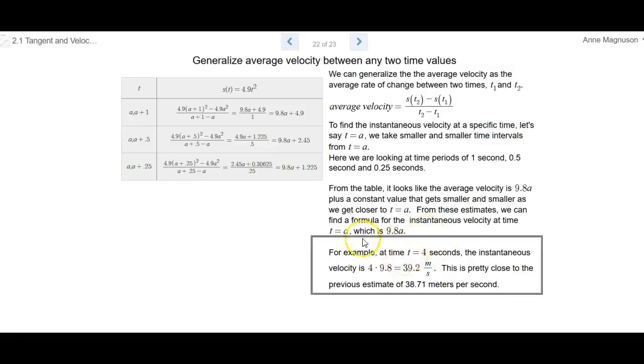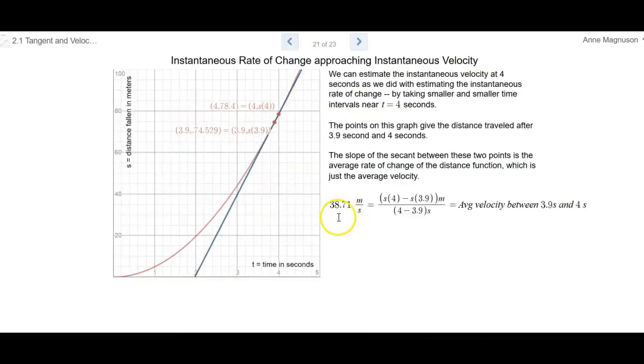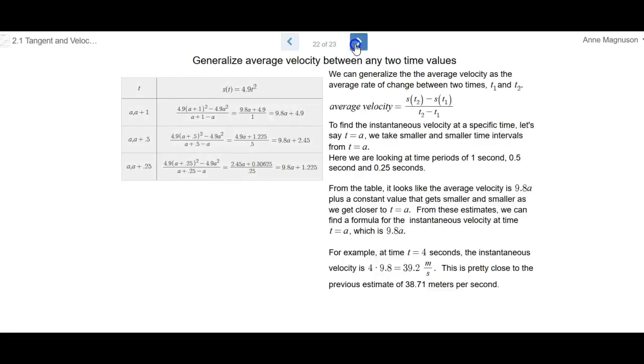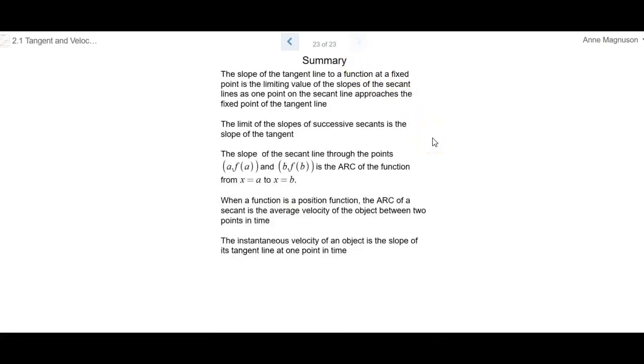For example, if we plug t equals 4 seconds into our formula, this gives us an instantaneous velocity of 39.2 meters per second, which is pretty close to that approximation we got before. So in summary, the instantaneous velocity is really just an application of going from the average rate of change of a function, in this case a particular type of function, a position or distance function, to the instantaneous rate of change or instantaneous velocity.